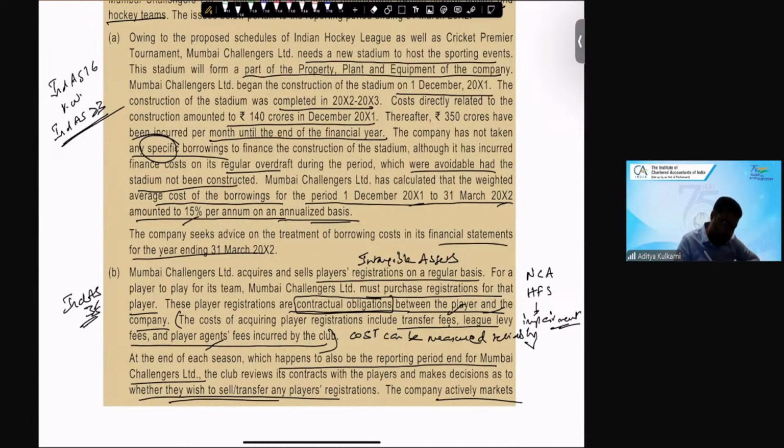Now, these player registrations are contractual obligations, and the cost of acquiring players' registrations include transfer fees, league levy fees, player agents fees incurred by the club. So what is the intent of giving this? If you remember in Ind AS 38, one of the requirements to recognize an asset is that the cost should be measured reliably. These three headings are there. That means costs can be measured reliably under these three categories.